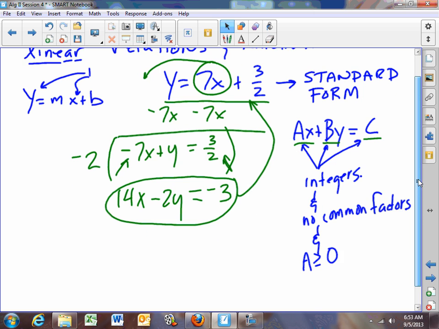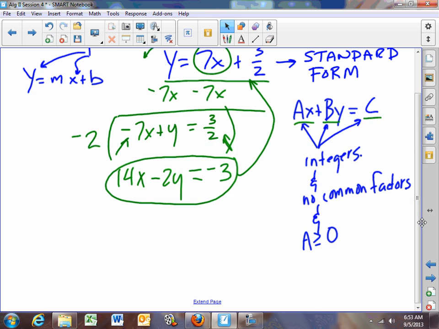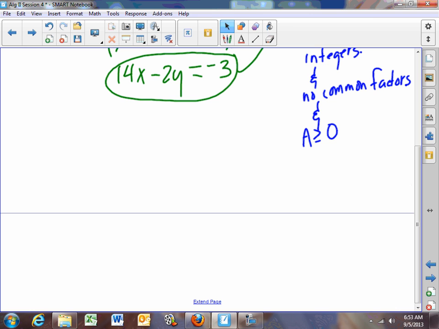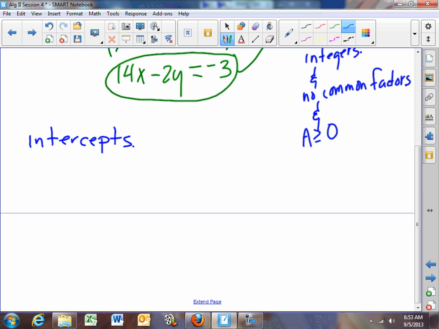Now the next thing we are talking about here is the intercepts. Now an x-intercept is where the graph will cross the x-axis. In other words, it intersects with the x-axis. And a y-intercept is where the graph will cross the y-axis.